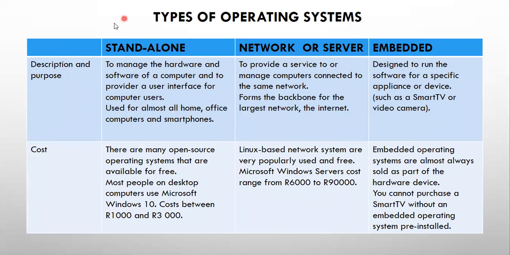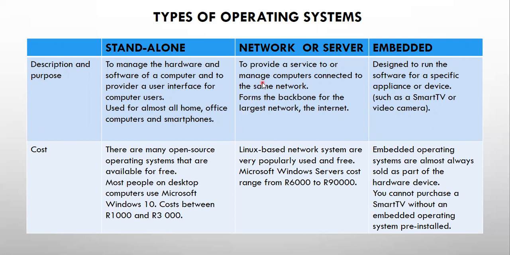Now we're looking at the different types of operating systems. The standalone. For standalone computers, that's your desktop computers, to manage the hardware and software of a computer and to provide a user interface for computer users. So your operating system will manage your standalone computers, the hardware and software, and it provides a user interface. And these standalone operating systems are used for almost all home, office computers, and smartphones.